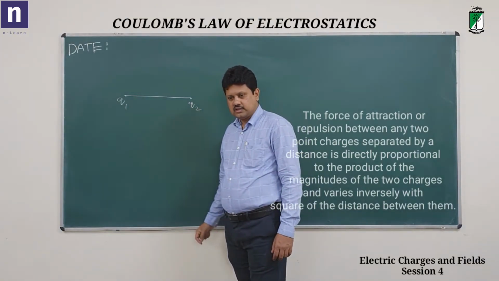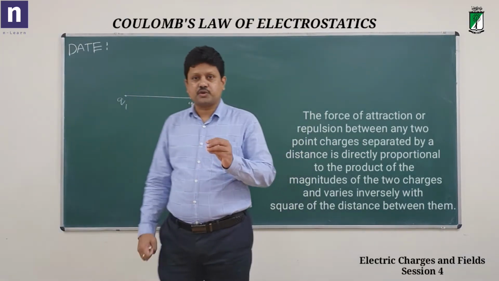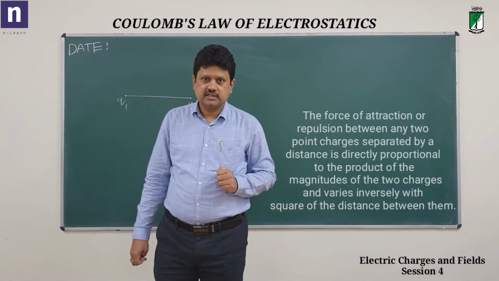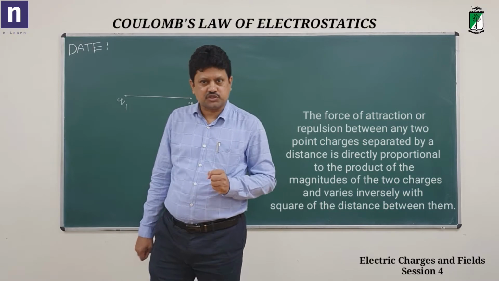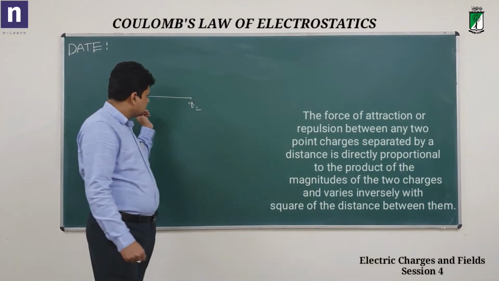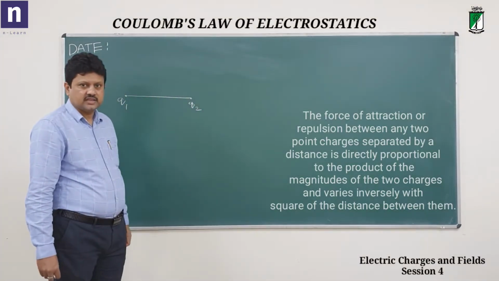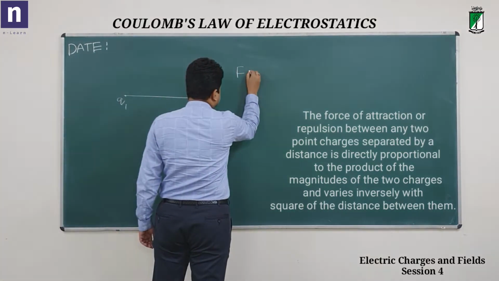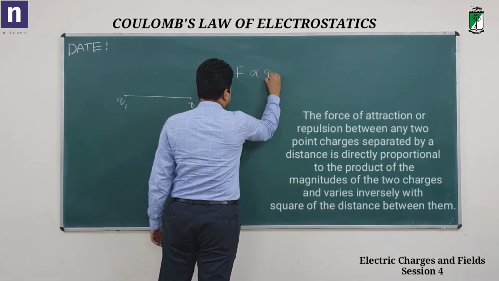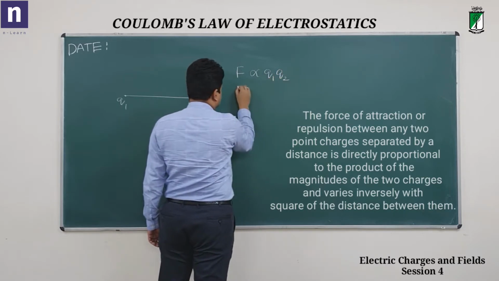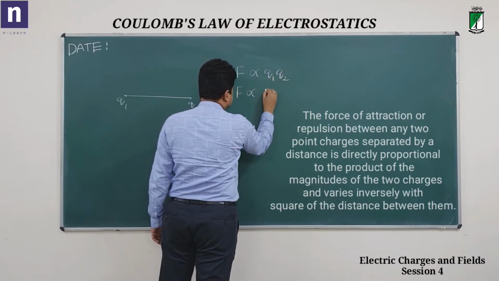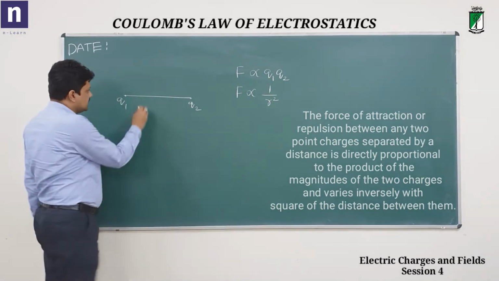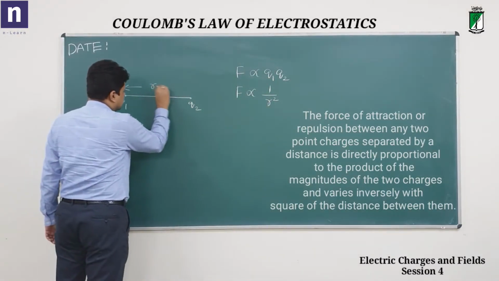and he came to a conclusion that the force between any 2 point charges is directly proportional to the product of the magnitude of these two charges and inversely proportional to the square of the distance between them. That is, if you say the force between the two charges is F, this F is directly proportional to Q1 Q2, and this F is inversely proportional to the distance square. That is, the distance between them is R here.